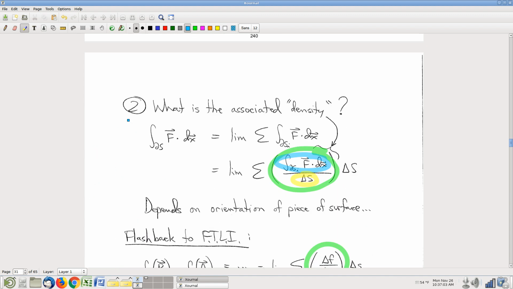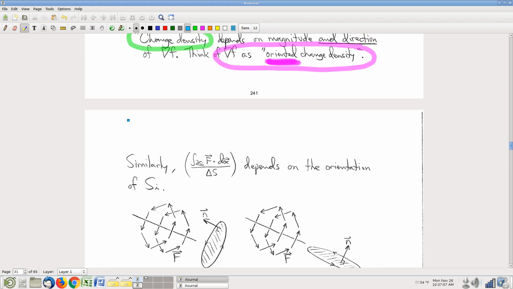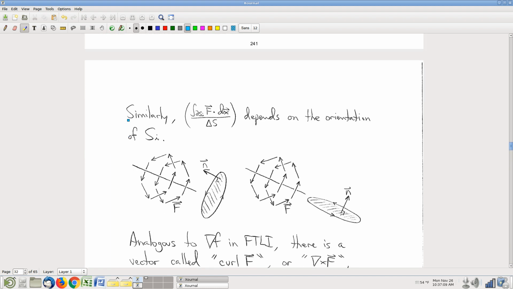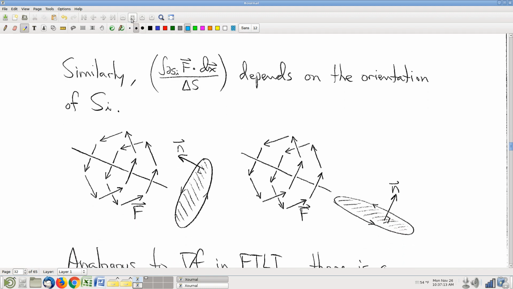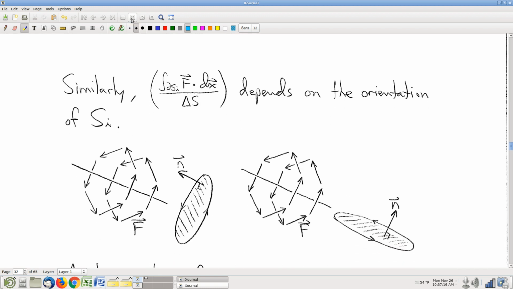Circulation, areas. Let's draw some pictures, try to get a feel for what this looks like. So here's the picture I want to focus on. And let's just think about, how does circulation happen around some little piece of area? What does that look like?